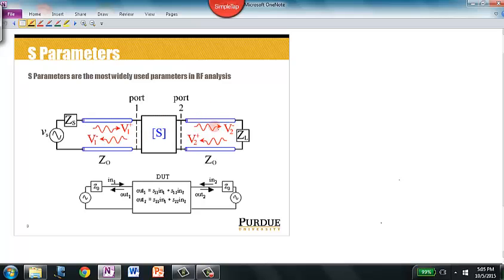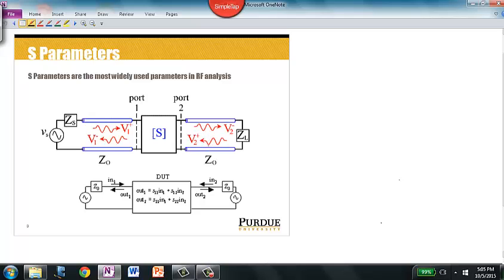Of this portion that gets transmitted, of this V2 minus portion, it's going to hit this load, right? And there's an impedance boundary there. Some of this is going to get reflected back, and it's going to enter port 2 as V2 plus. Of this V2 plus, some is reflected, contributing to V2 minus, and some is transmitted, contributing to V1 minus. So from that description, we see that V1 minus consists of the portion of V1 plus that is reflected, along with the portion of V2 plus that is transmitted.